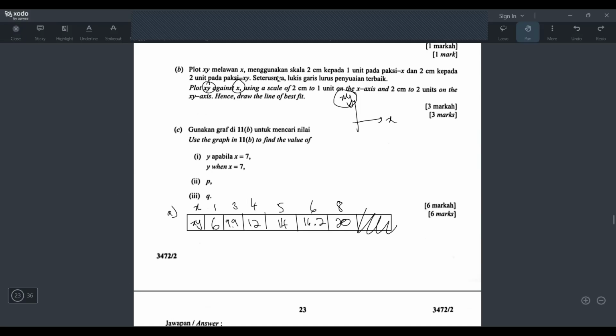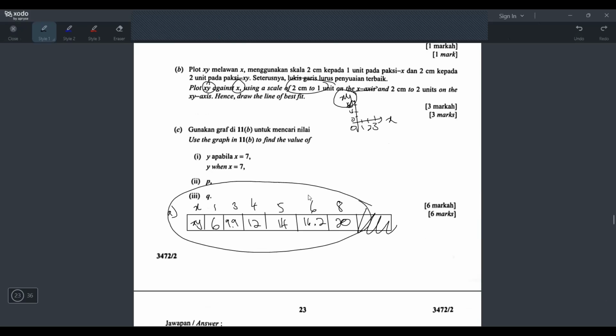Okay, all right, they give us the scale here, 2 cm to 1 unit on the x-axis. It means here will be 1, 2, 3, 4 like that, and then 2 cm to 2 means here will be 2, 4, 6. But you also have to check whether you have negative values or not, because if you have negative values, then your origin, your zero zero, cannot be at the bottom left, right? You might need to adjust your position, right? But since in this question every value here is positive, then yes, it means you can put your origin at the bottom left of the graph paper.